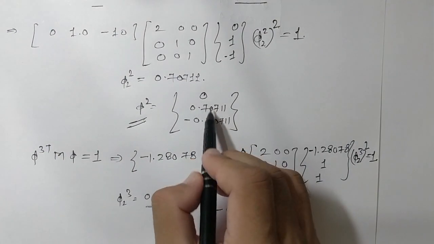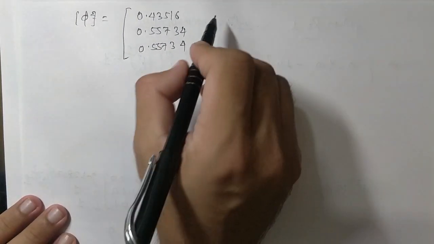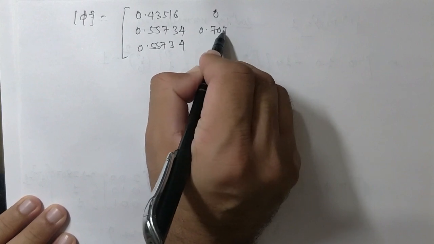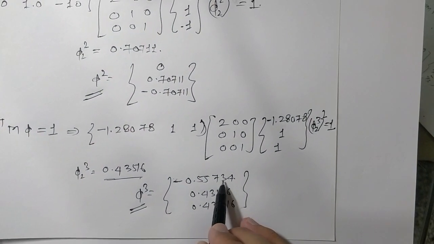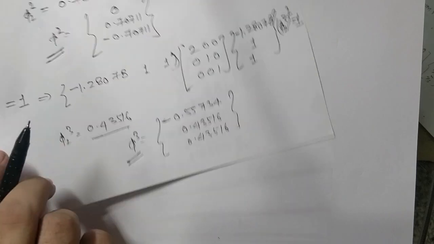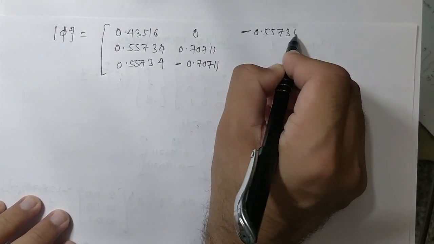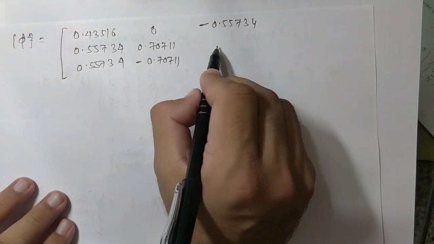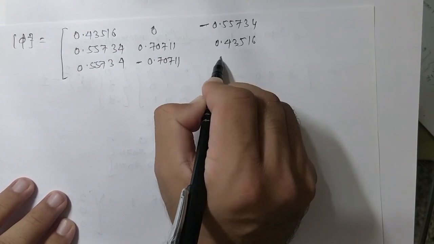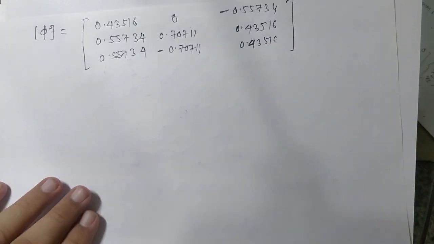Second mode shape is 0, 0.70711 and minus 0.70711, and third mode shape is minus 0.55734, 0.43517. So minus 0.55734 and 0.43516, 0.43516, 0.43516. So this is our modal matrix.